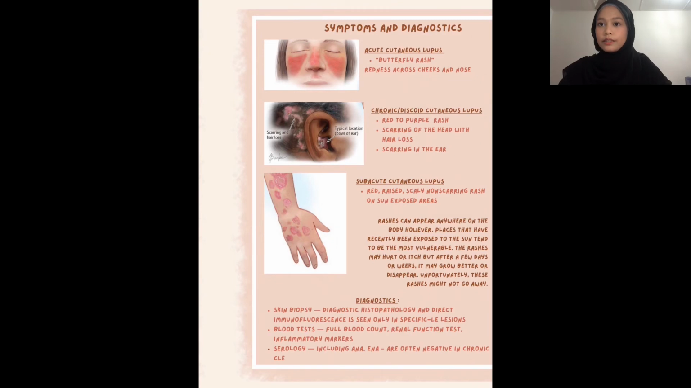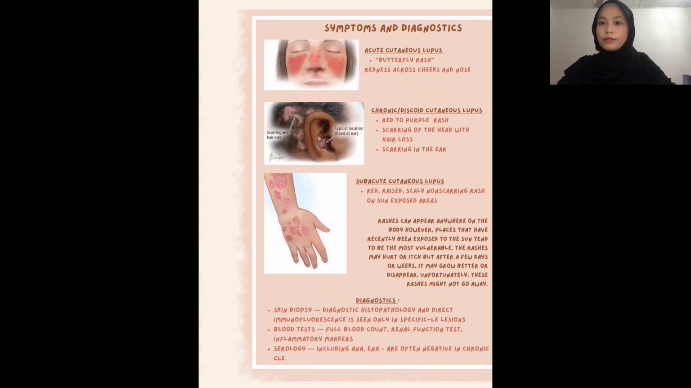The symptom for acute CLE is a butterfly rash, which is the redness that occurs over both cheeks and extends over the nasal bridge. For chronic CLE, you will see a red to purple rash, scarring of the head with hair loss and in the ear. These lesions will gradually develop into a cone-shaped plaque that is painful to remove. For subacute CLE, the symptoms are a red and scaly, non-scarring rash and highly photosensitive, and occur in sun-exposed areas at the surface of arms, forearms, and upper back and upper thorax.